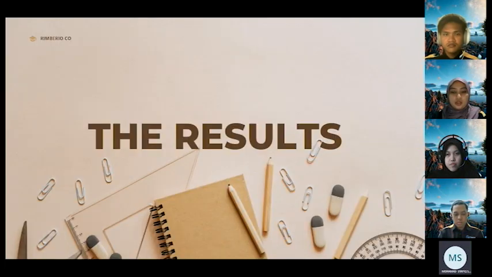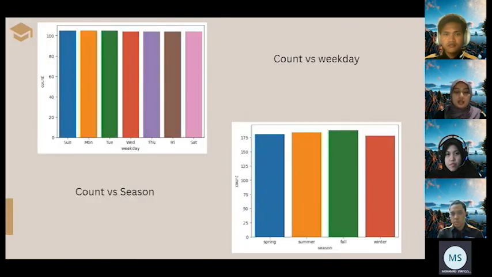And now we go for the results of the analysis. Based on the analysis, we get that during the day, from Sunday to Saturday, the value of bike sharing is about the same, which is more than hundreds on each day. But it has effects on the seasons. The highest use of bike sharing is during the fall, and the lowest is during the winter.